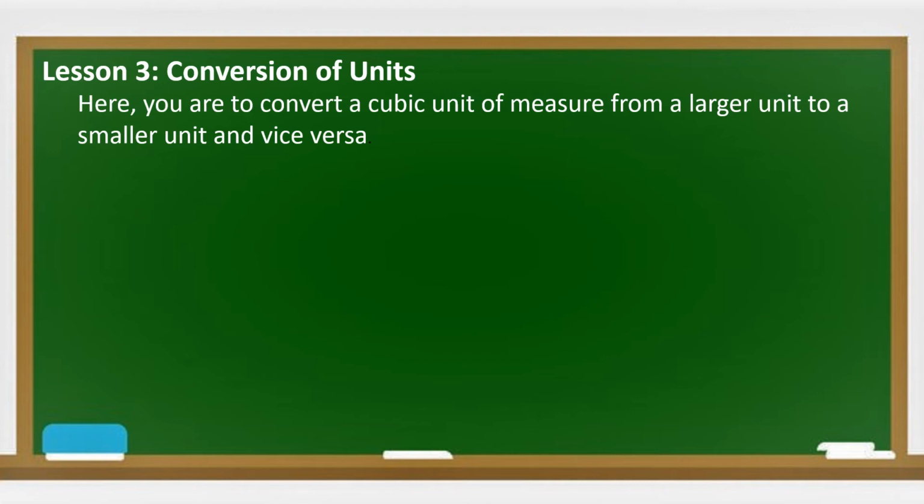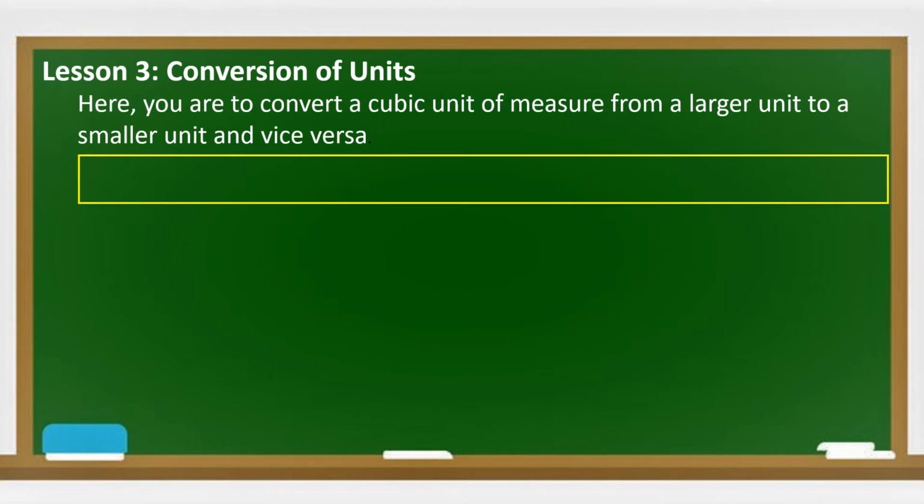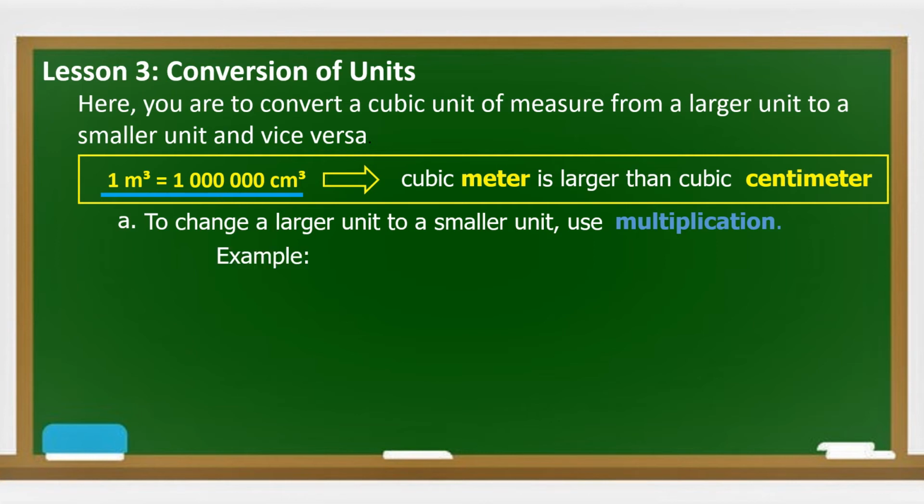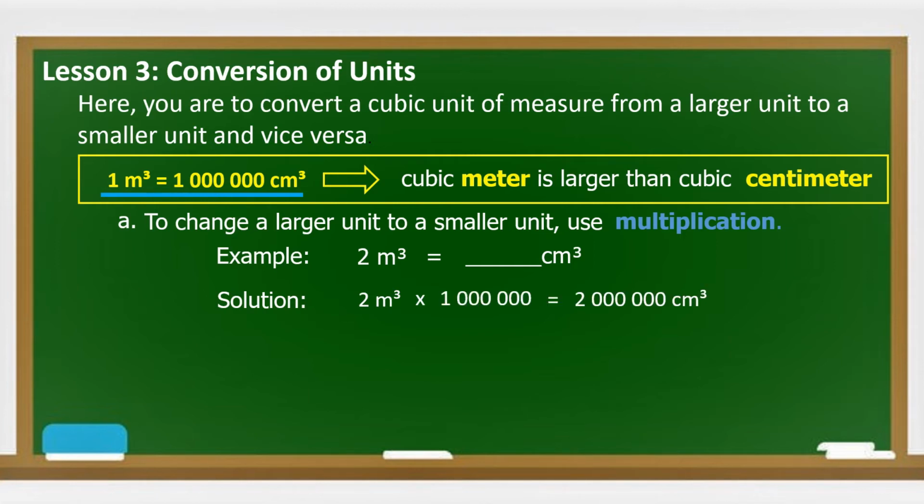In converting cubic meter to cubic centimeter and vice versa, remember that 1 cubic meter is equal to 1 million cubic centimeters. Cubic meter is larger than cubic centimeter. To change a larger unit to a smaller unit, use multiplication. Example, 2 cubic meters equals blank cubic centimeters. So the solution would be 2 cubic meters times 1 million equals 2 million cubic centimeters. Answer, 2 cubic meters equals 2 million cubic centimeters.